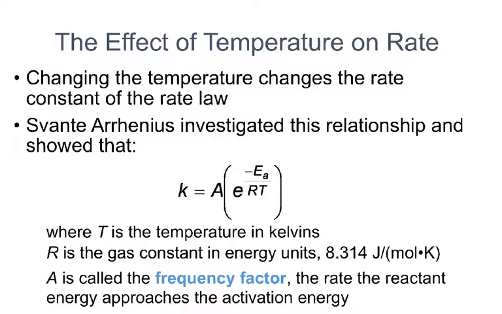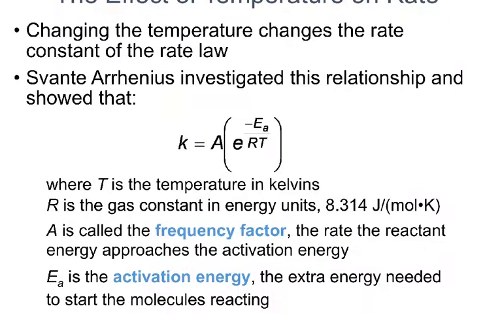Temperature also affects rate. If you change the temperature, you're going to change the rate constant. The way it works is, a scientist named Arrhenius investigated the relationship and found this, which is called the Arrhenius equation.